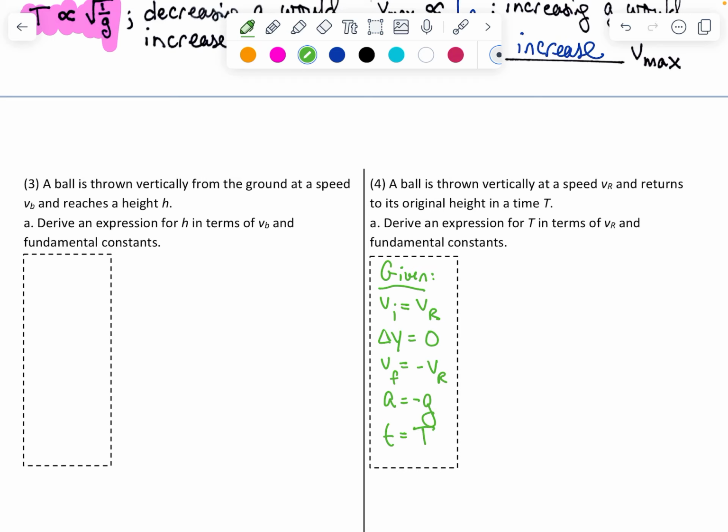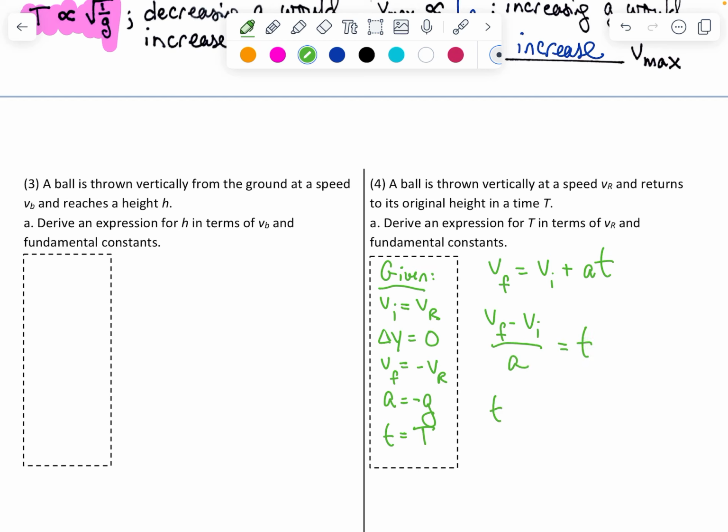Okay, so I actually know kind of a bunch of stuff. Since I'm looking for t, though, I am going to go with this one. It seems simplest. So Vf is negative Vr, Vi is Vr. Oh, nope, sorry, I was getting ahead of myself. We're looking for t, so let's go ahead and isolate that first. Vf minus Vi over a equals t.